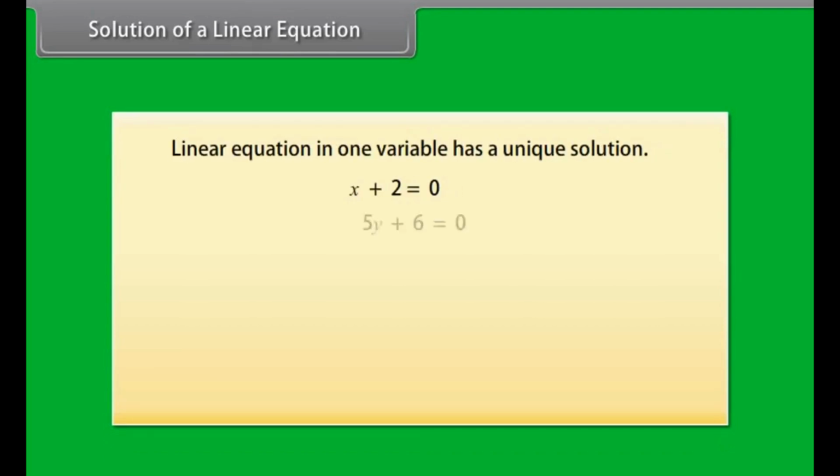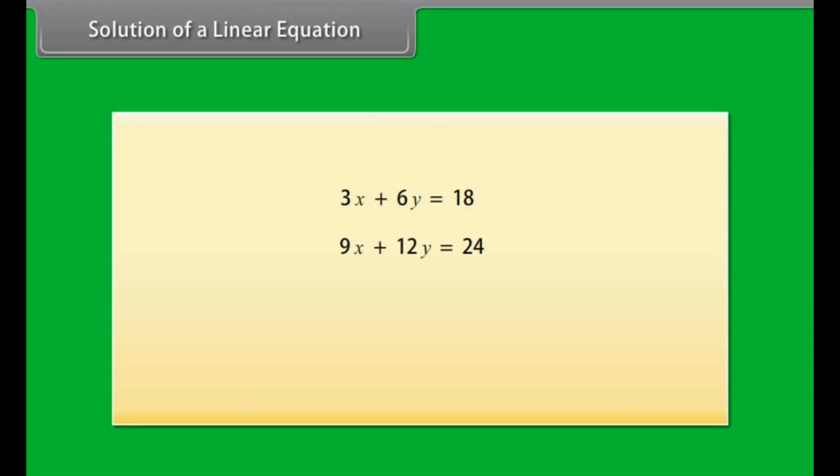Solution of a linear equation. We know that every linear equation in one variable has a unique solution. But how many solutions do the linear equations in two variables have? As there are two variables in the equation, its solution means a pair of values, one for x and one for y, which satisfy the given equation. Let us take the equation 2x plus 3y is equal to 12.